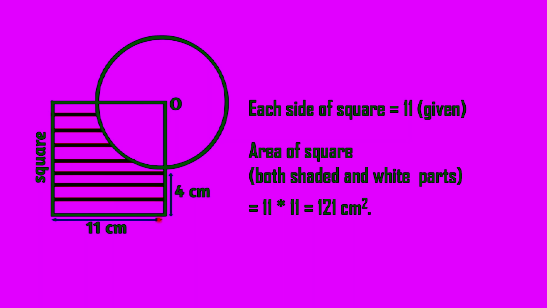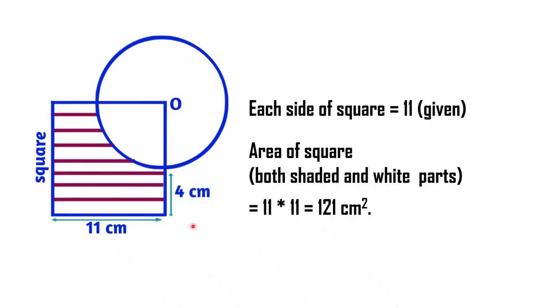Each side of the square is 11 centimeters, so the area of the square will be 11 into 11, 121 square centimeters, which includes the shaded part as well as the unshaded part overlapping the circle. The total area of the square will be 121 square centimeters.